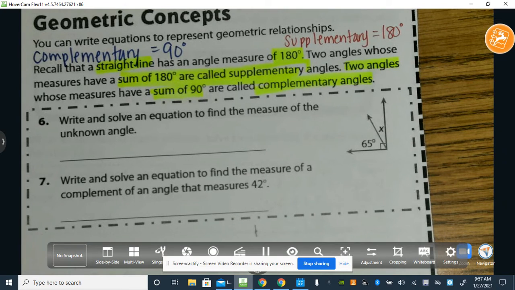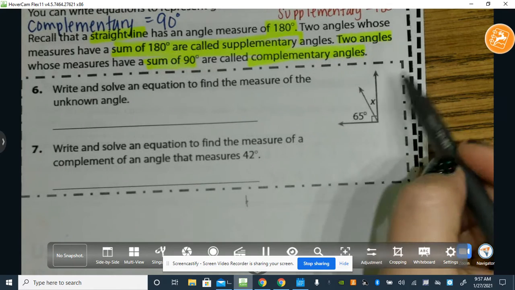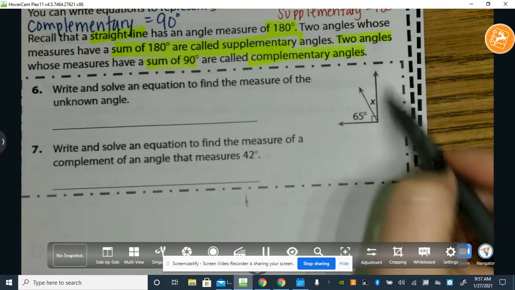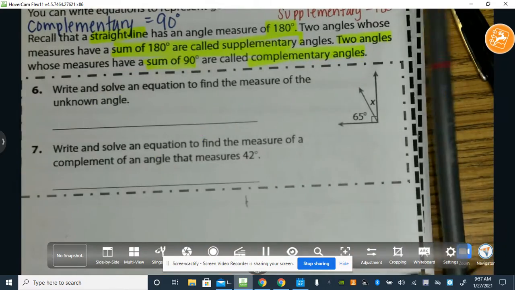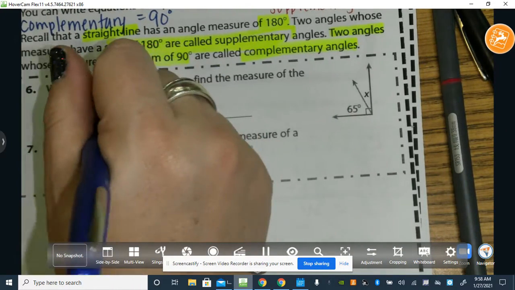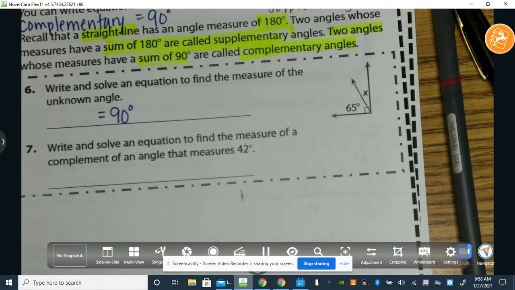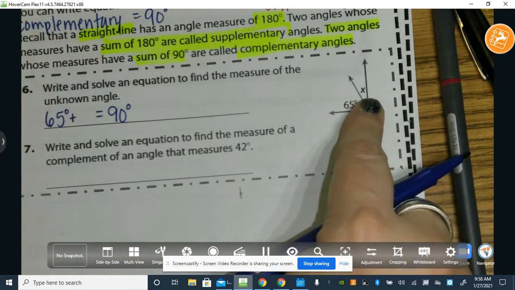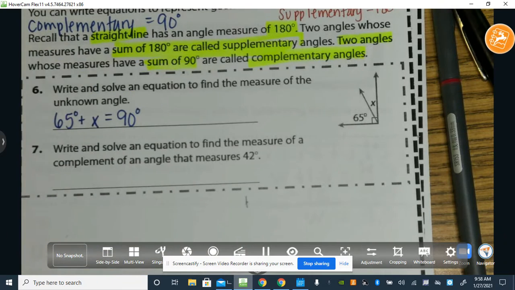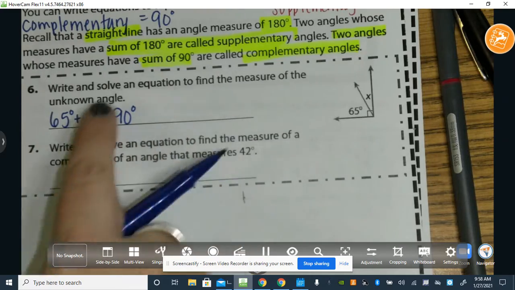All right. So let's look. Write and solve an equation to find the measure of an unknown angle. All right. So we have this angle over here. But we have a box, and we know that if there's a box here, it's always going to be 90 degrees. So this is always going to equal 90 degrees because it has a box in it. Okay. We know that we have 65 degrees. So 65 degrees plus x is equal to 90. So we've written our equation. Now we need to solve it.